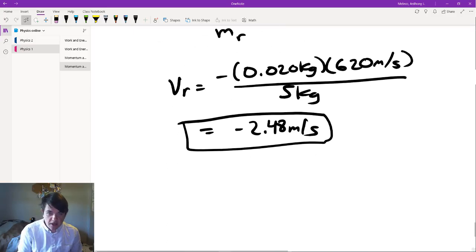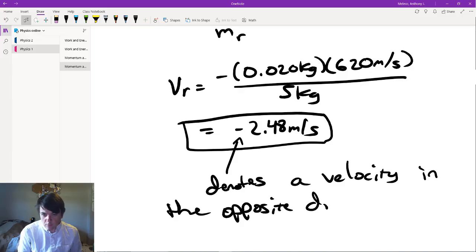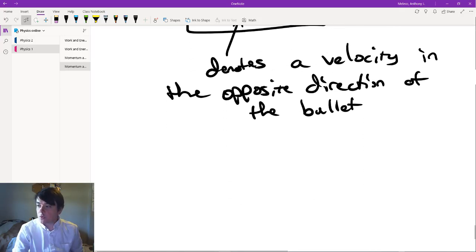And again, this minus denotes a velocity in the opposite direction of the bullet. And that's to the left in our case because of how I drew the problem. All right.